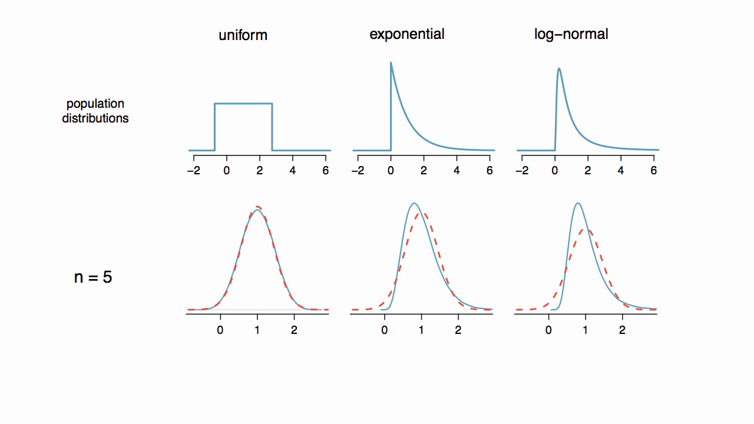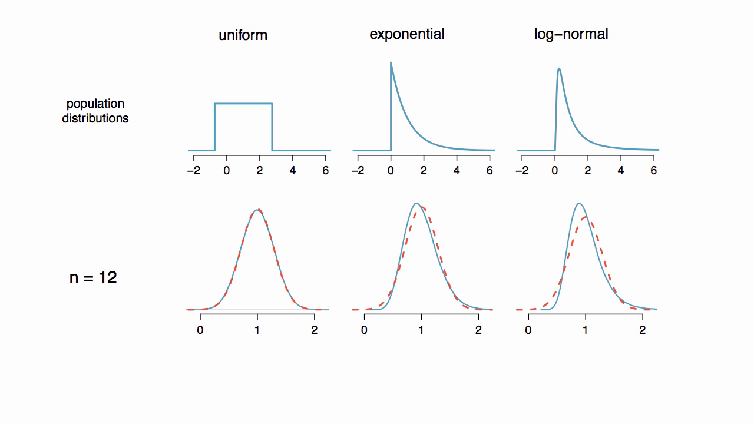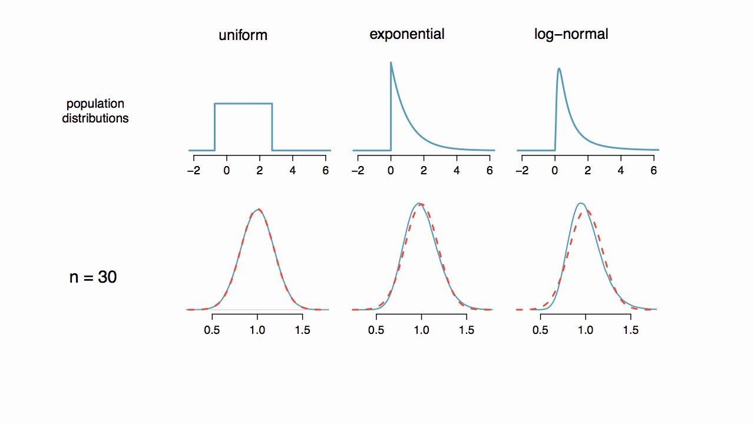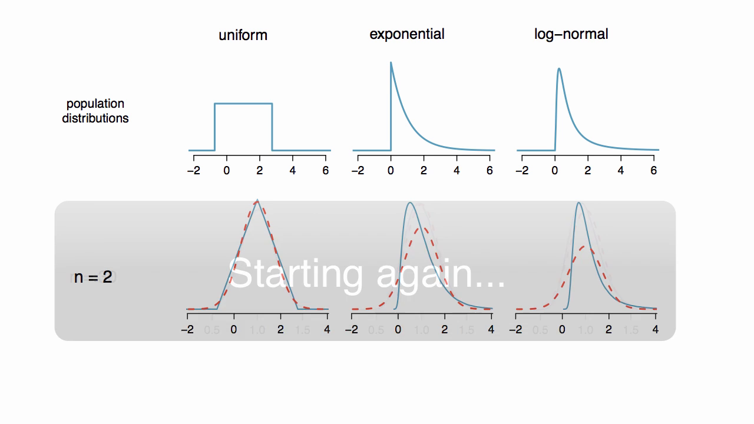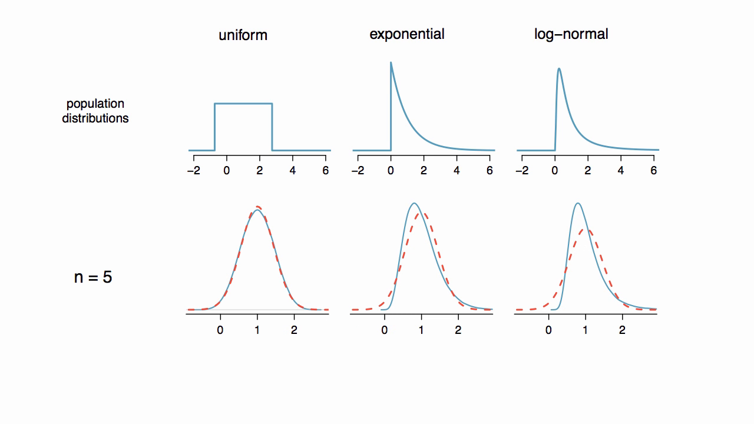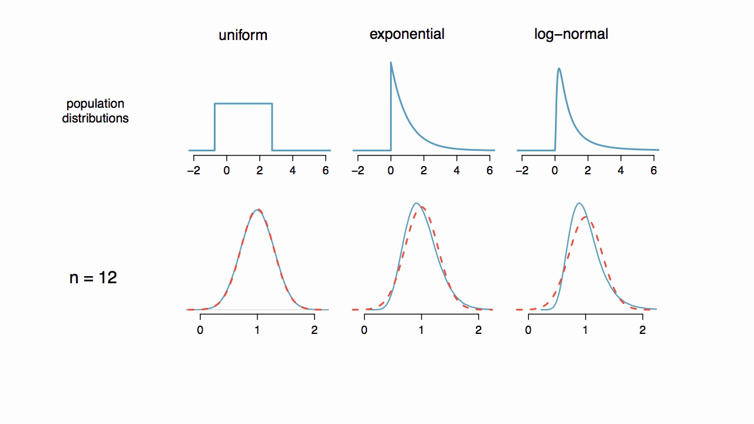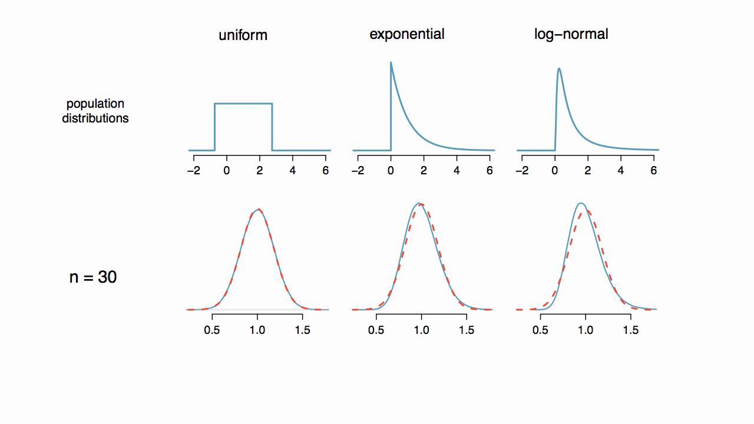Here are the sampling distributions when we take samples of size 5, 12, and 30. Watch the sampling distributions get closer to the normal model as the sample size increases. Before we conclude this video, let's see this transformation one more time. However, this time, we hold the x-axis steady and watch from a distance as the sampling distributions become more narrow.